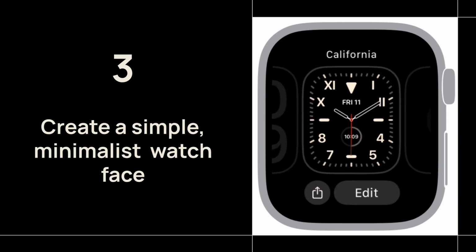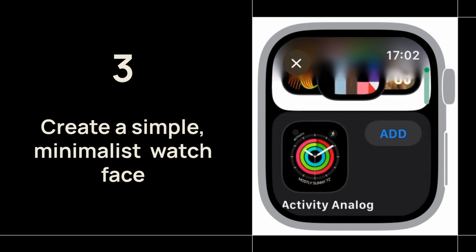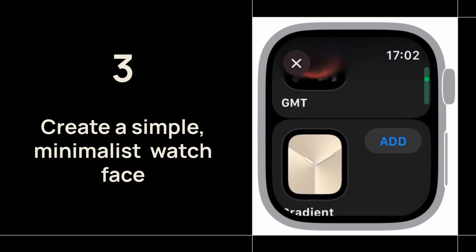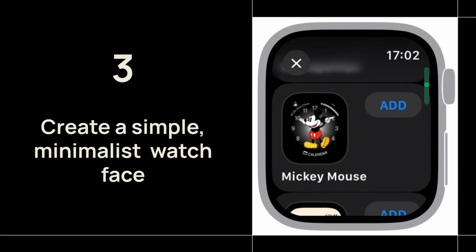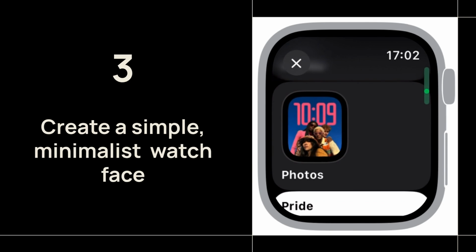From the watch, you can press down on your watch face and scroll right to the plus to add a new watch face. Customize then to add extra large face, for example. You can add one app on the extra large face for a clean interface with limited distractions.